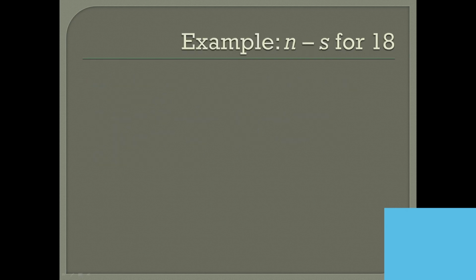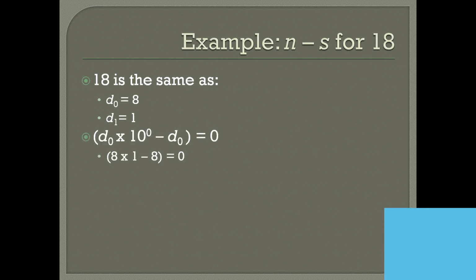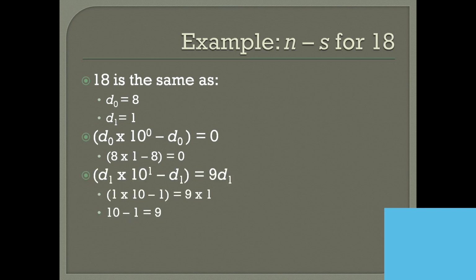And perhaps an example will help show this more clearly. Using 18 once again, we have the following. Remember, D0 equals 8, D1 equals 1. D0 times 10 to the 0 power minus D0 equals 0, and D0 equals 8. We've just plugged those in. Well, 8 times 10 to the 0 minus 8 is the same thing as 8 times 1 minus 8, or 8 minus 8, which equals 0. So that part checks out. When we continue with the second number, D1 times 10 to the first power minus D1 equals 9 D1s. Remember, D1 equals 1. So 1 times 10 to the first minus 1 equals 9 times 1. 1 times 10 minus 1 equals 9. And 10 minus 1 does indeed equal 9, so that part checks out as well.